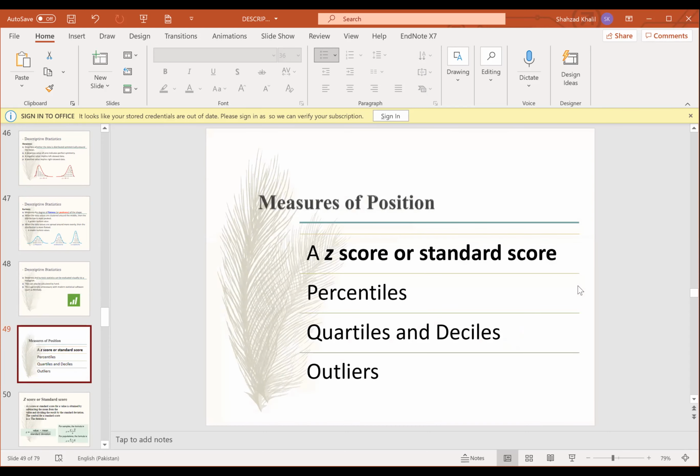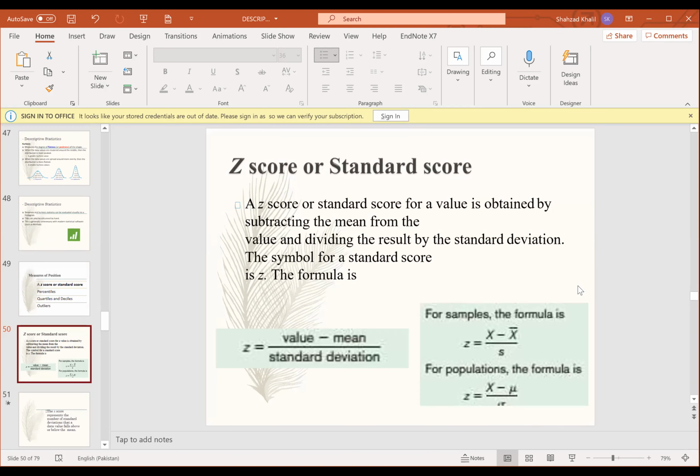Now, moving towards the measures of position: the z-score or standard score, percentiles, quartiles and deciles, and outliers. Z-score or standard score: a z-score for a value is obtained by subtracting the mean from the value and dividing the result by the standard deviation. The symbol for the standard score is Z. The formula is Z equals value minus mean, divided by standard deviation.